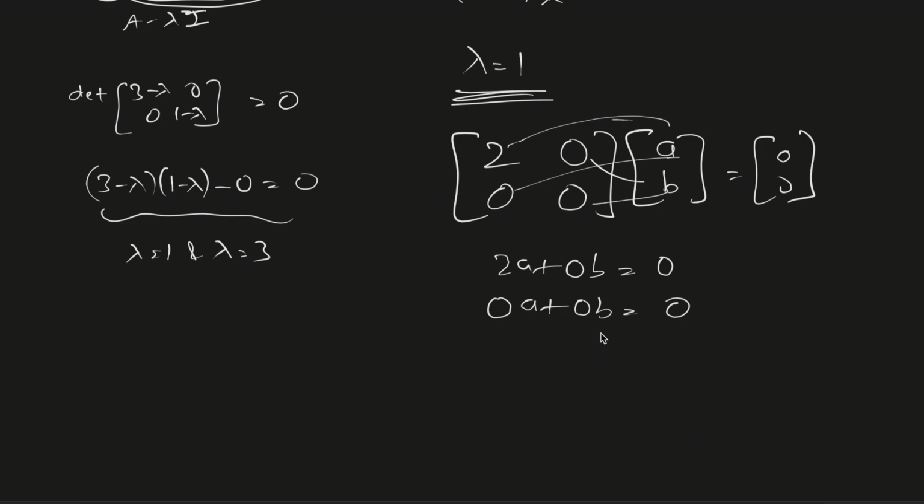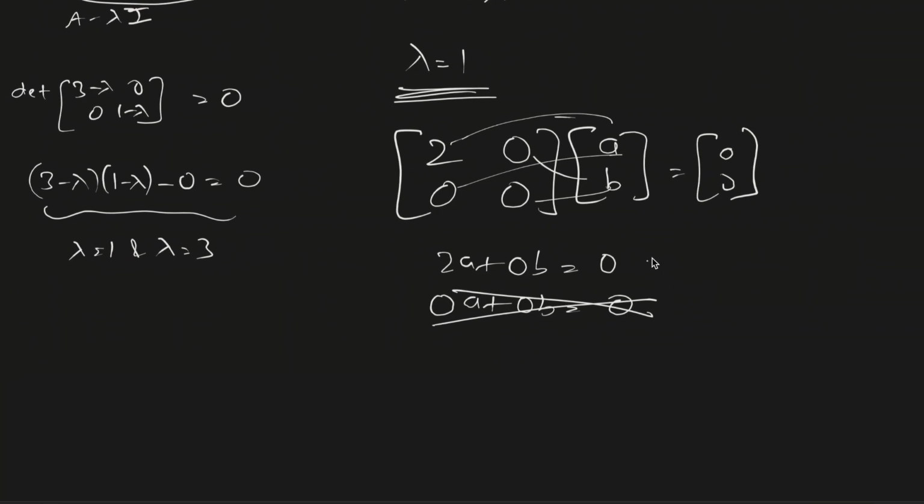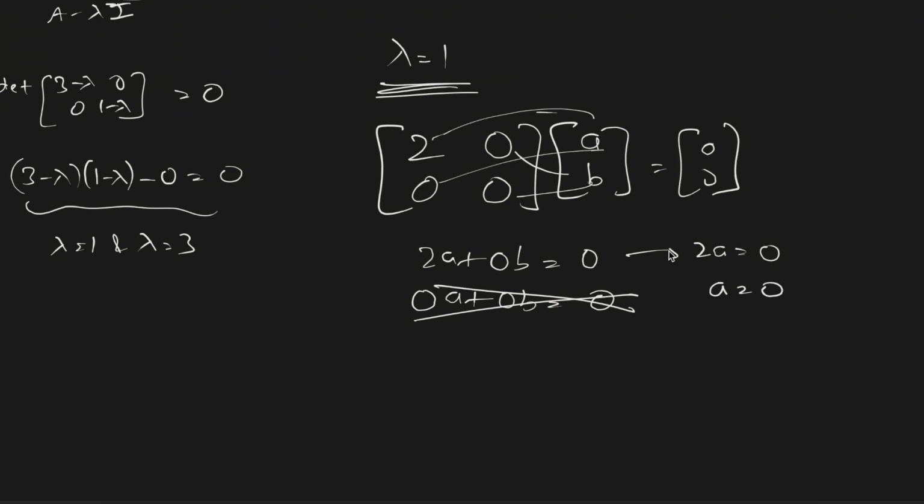So technically the second equation doesn't matter because it says 0 equal to 0, so I'll just disregard it. The first equation is 2A plus 0B is equal to 0. After solving, I'll get 2A equals 0, which means A is equal to 0. So though I had two equations, it just gave me one value, which is the value of A equals 0. That means the value of B can literally be anything because there are no bounds on it.